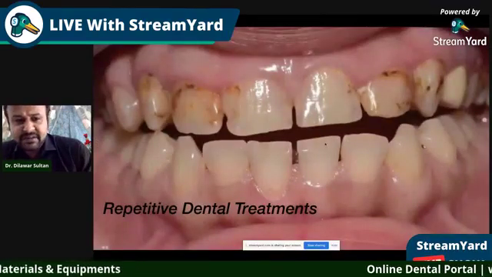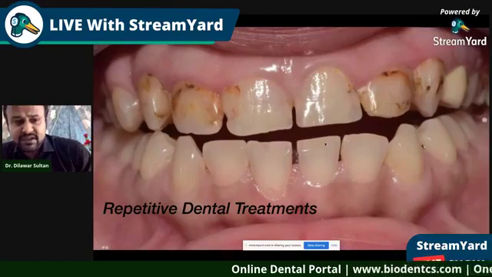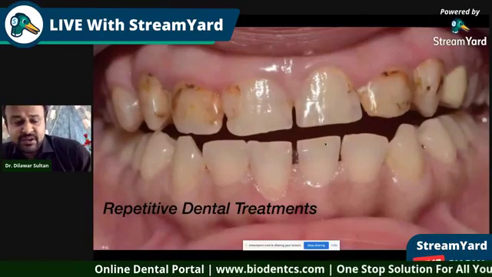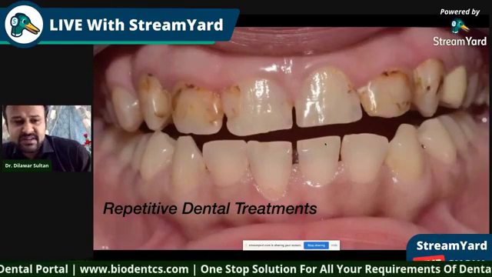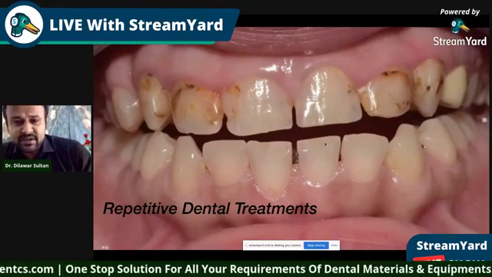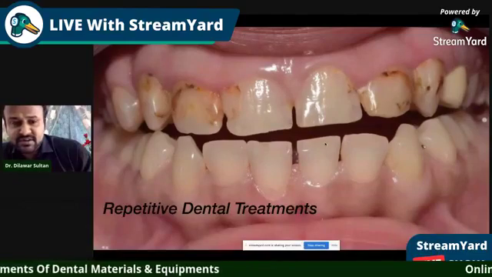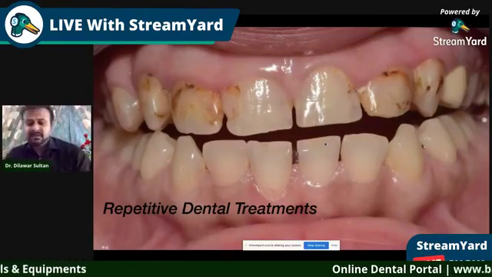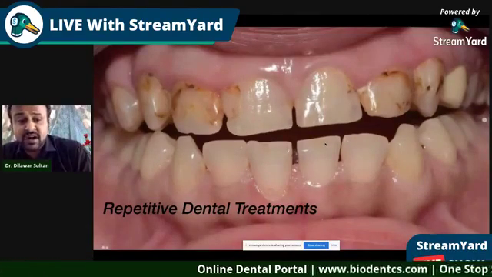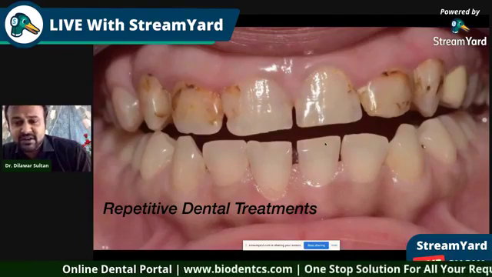With repetitive dental treatments, every time you go for dental treatment, you are insulting the pulp, either by physical means, by the burs, or by chemicals, or anything you're touching with your burs or the acids. So you are putting your pulp at more harm for future endodontics.